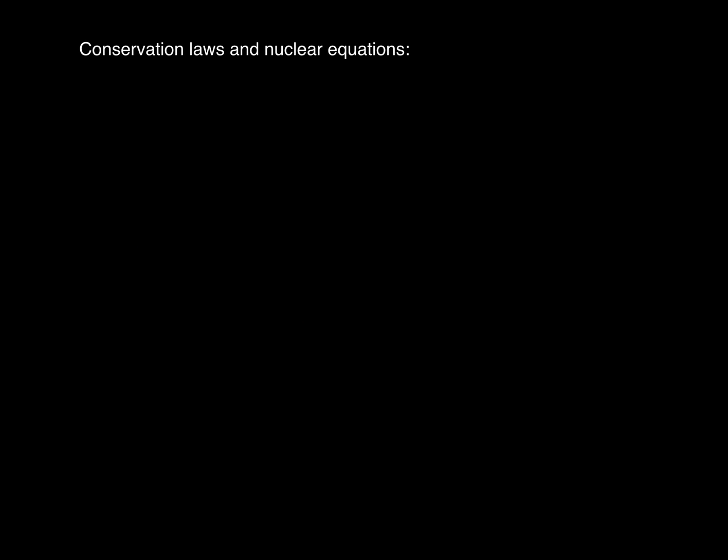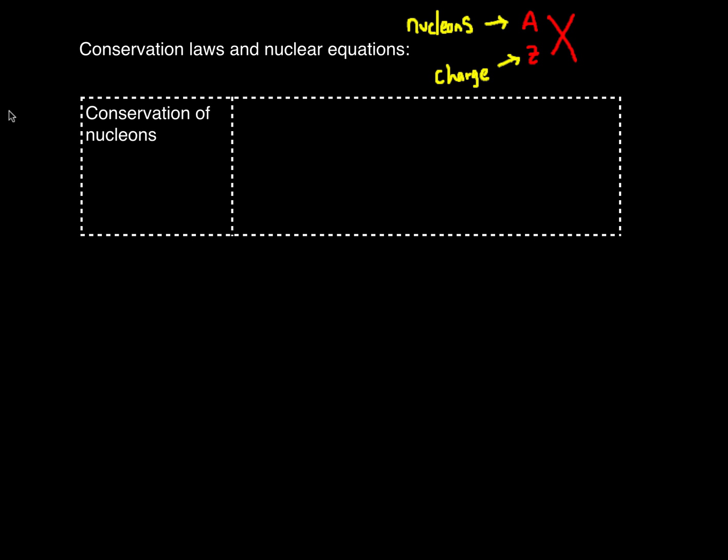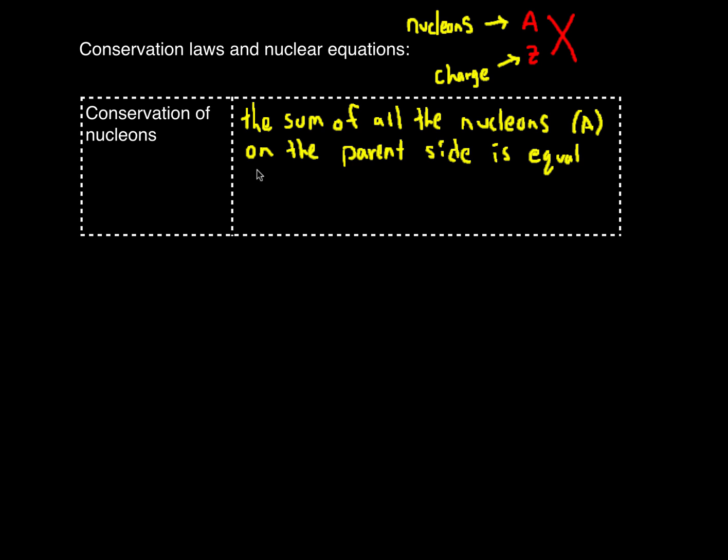There are a couple conservation laws that will help you predict which daughter isotopes will be produced in nuclear reactions. Recall isotope notation X, A, Z, where A is the number of nucleons found in the nucleus and Z is the charge number. The first conservation law we're going to look at is the law of conservation of nucleons. The sum of all the nucleons, or the A numbers added together on the parent side, is equal to the sum of all the nucleons on the daughter side.